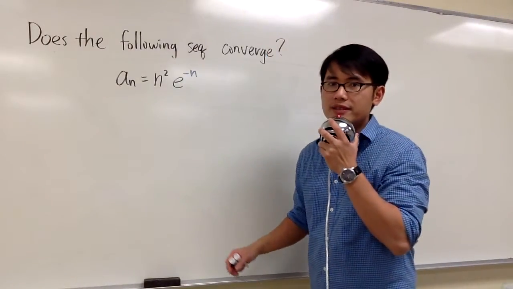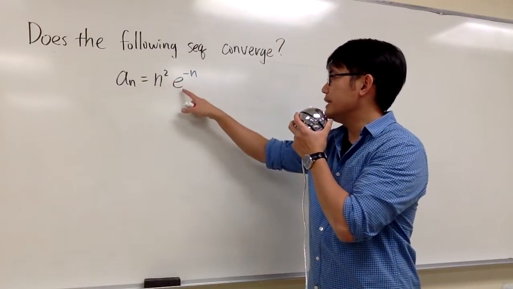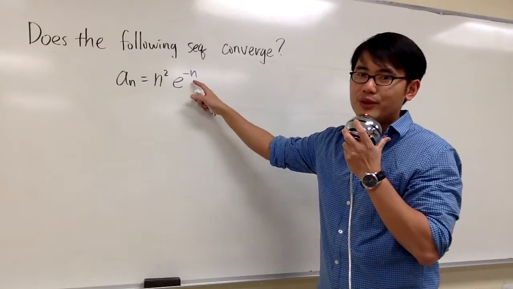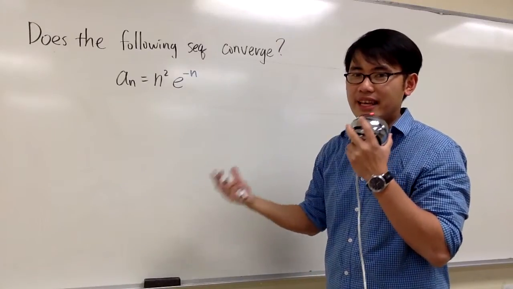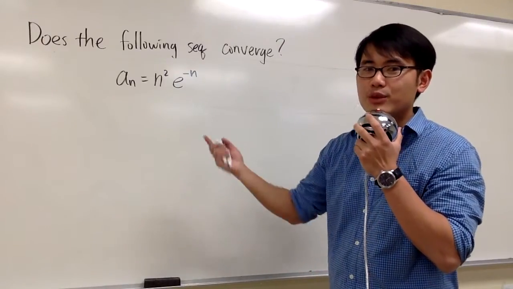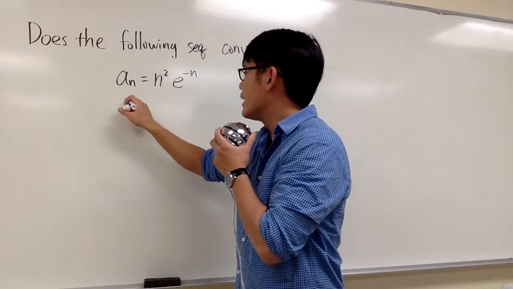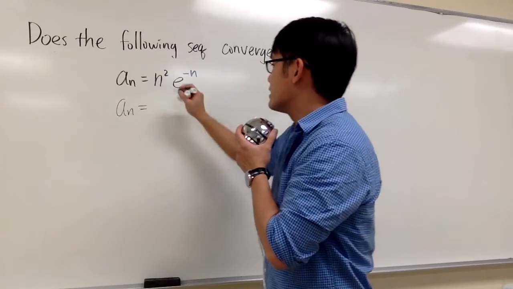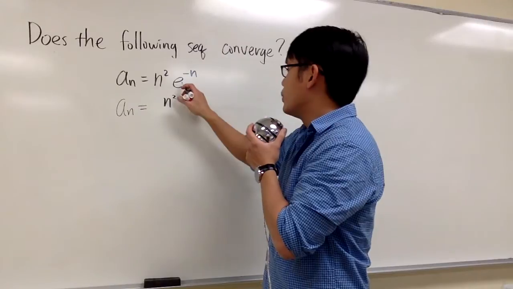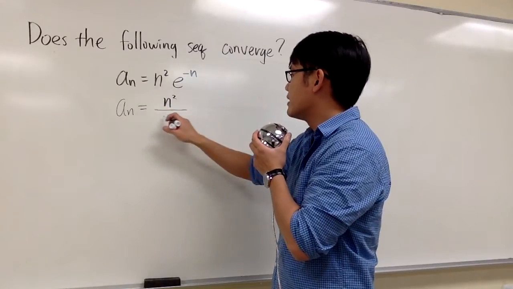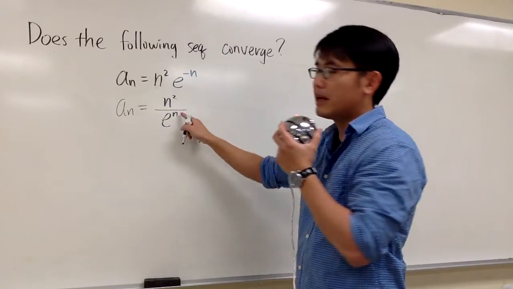We would like to know if the sequence n squared times e to the negative n converges or diverges. Therefore, let's go ahead and take our limit as n goes to infinity to see what happens. And before we do that, let's rewrite a_n as n squared on the top. We have e to the negative n, we can write that as over e to the positive n.